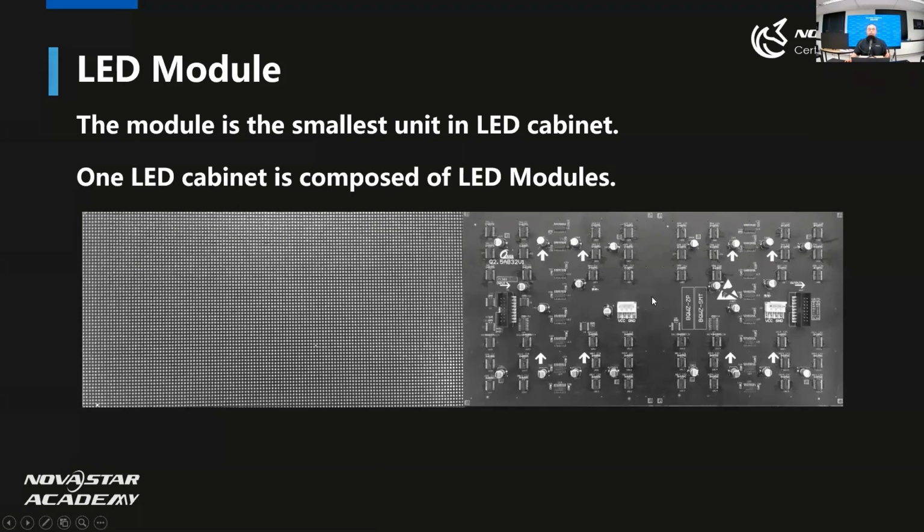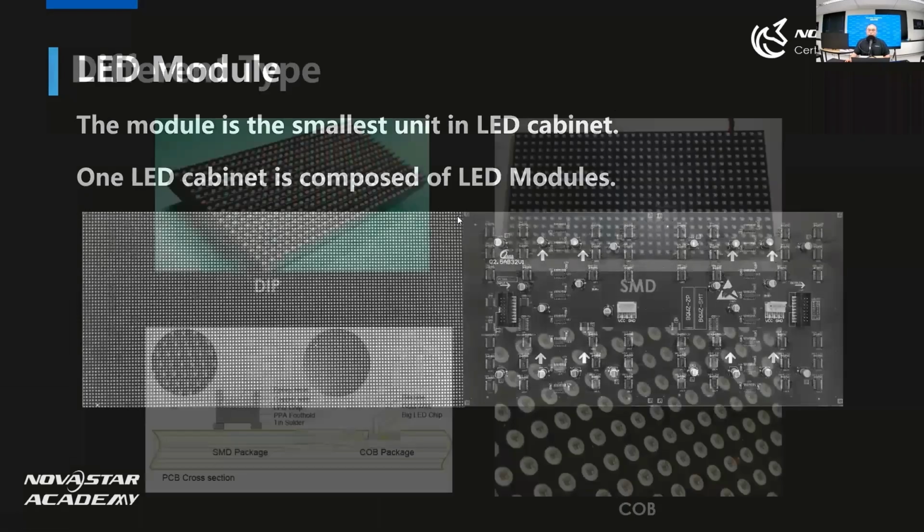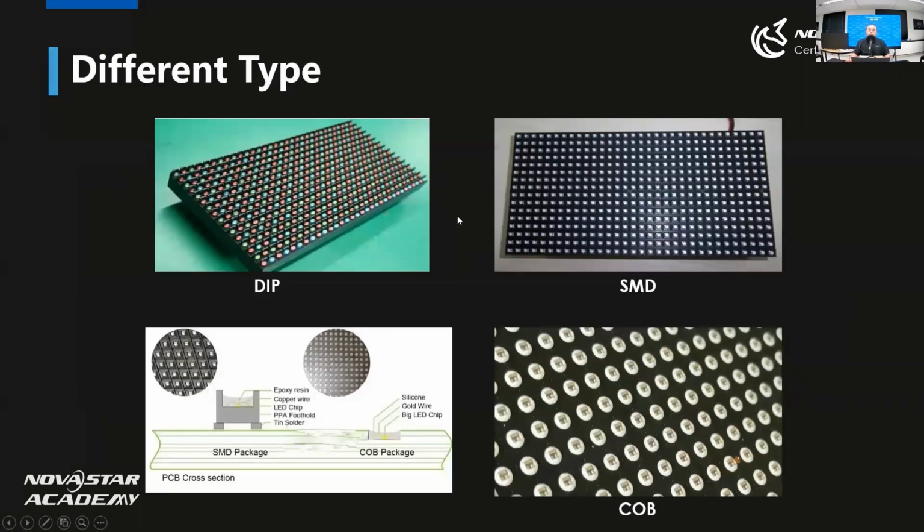One LED cabinet is composed of LED modules. Here we just show you one type of LED module, but actually in the LED industry we have the following different types. The first one we call the DIP. This is an old type of LED module. Normally we use it for outdoor screens. The pixel pitch of this one is really big, like 15, 20, 22, something like this.